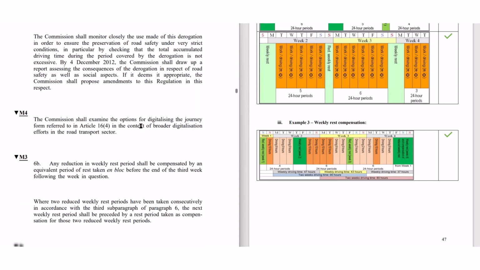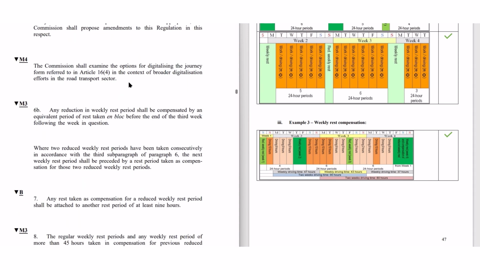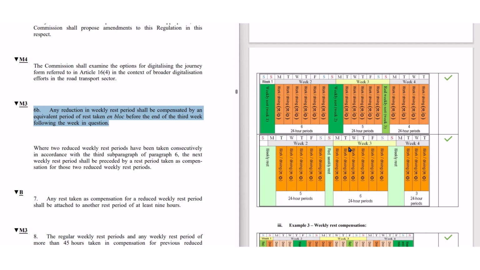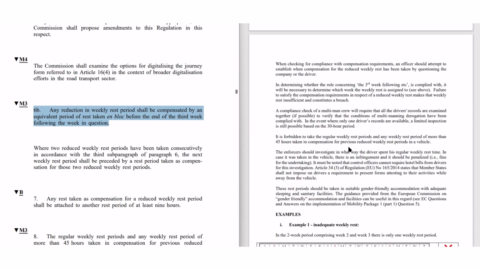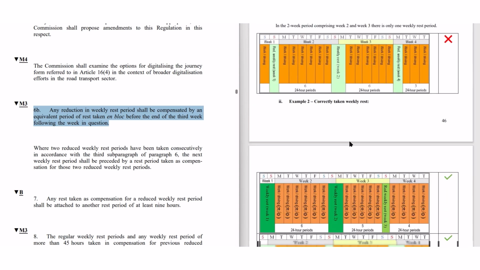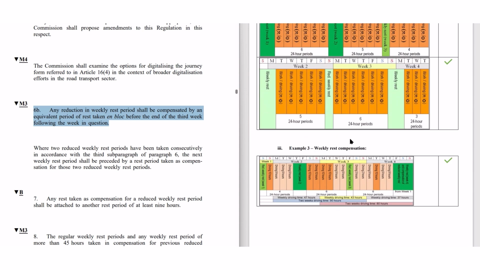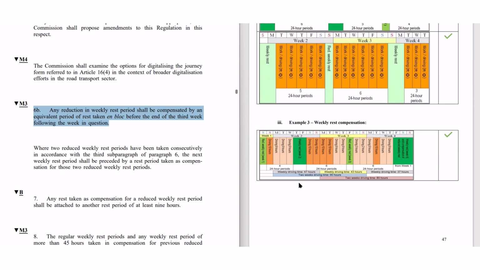Now let's talk about compensation. If a weekly rest period is reduced, the missing hours must be compensated with an equivalent uninterrupted rest taken before the end of the 3rd week following the affected week. For example, if in week 1 you take a 24-hour reduced weekly rest, missing 21 hours to reach 45, you must make up for this 21-hour before the end of week 4.